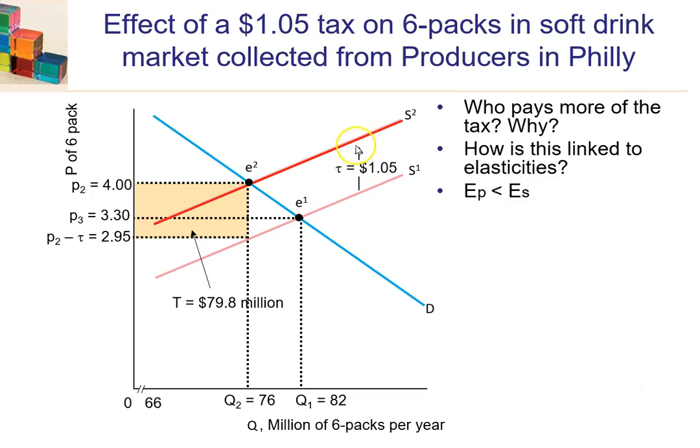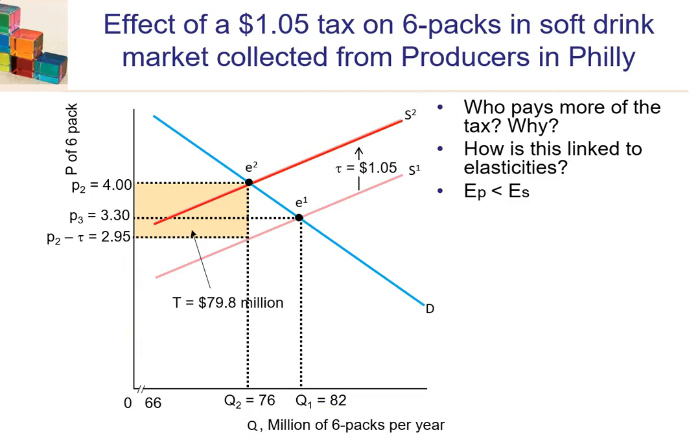Now we impose this tax of $1.05 on the sellers, which shifts the supply curve up by $1.05. The new equilibrium point is E2, which has a $4 price, up from $3.30. So how much of this $1.05 tax is the buyer paying? The buyer is going to pay 70 cents, this difference between $4 and $3.30.